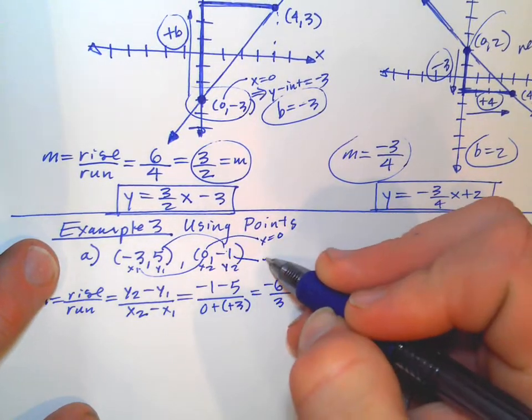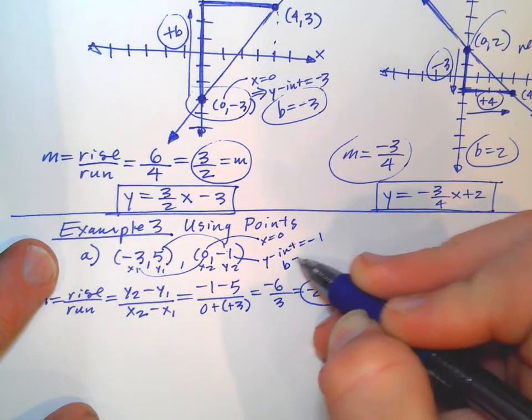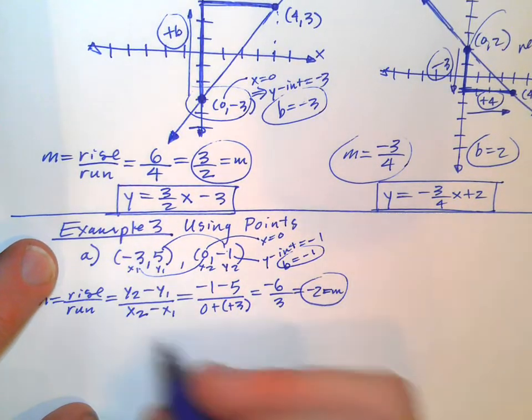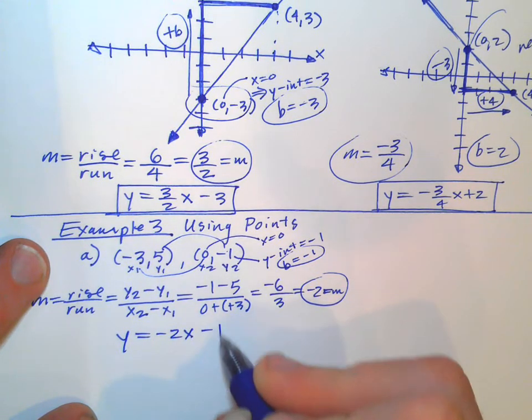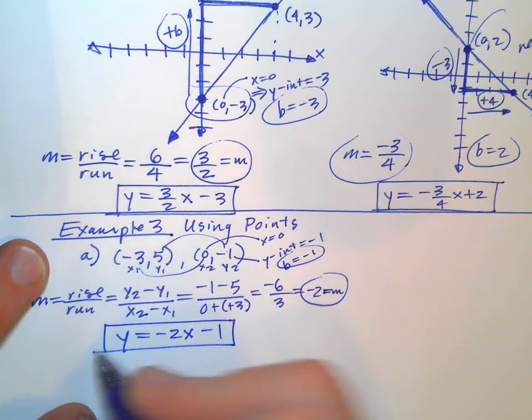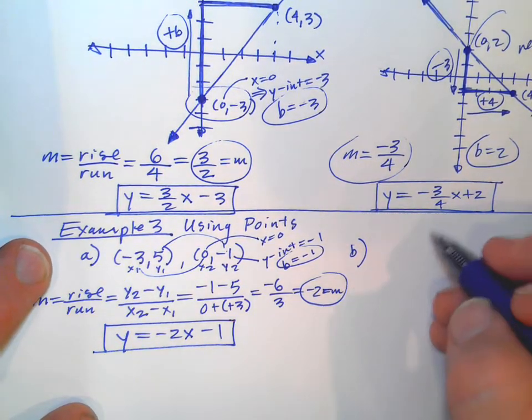And then we also said that the y-intercept is when x equals 0. This guy is your y-intercept. So your y-intercept is -1, your b value is -1. So your answer is going to be y equals -2x minus 1. So that's how we do it.